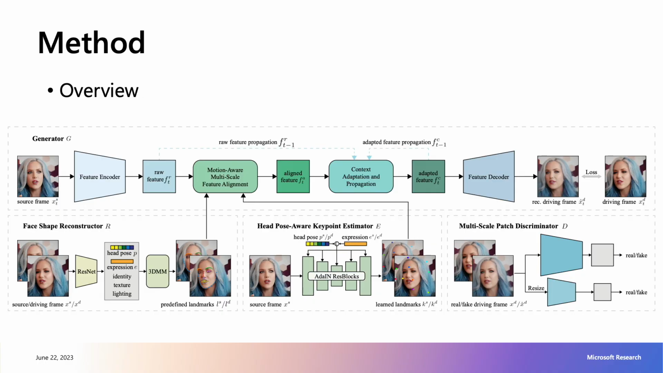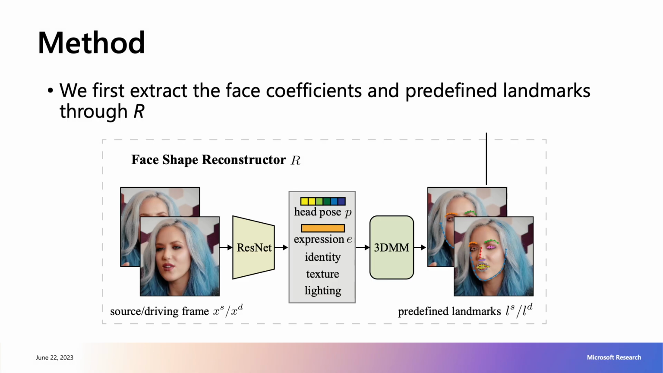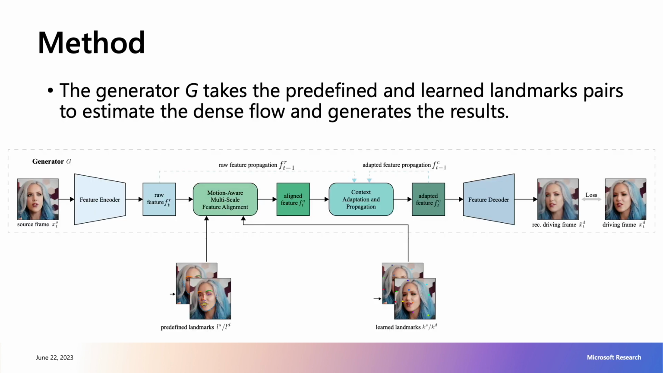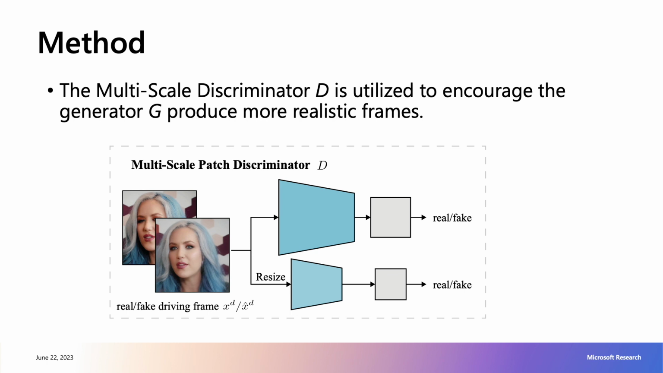Our method contains 4 parts: generator G, face shape reconstructor R, head pose-aware keypoint estimator E, and multiscale discriminator D. We first extract the face coefficients and predefined landmarks through R. Then, we estimate the learned landmarks through E with the head pose and expression as conditions. The generator G takes the predefined and learned landmark pairs to estimate the dense flow and generate the results. The multiscale patch discriminator D is utilized to encourage the generator G to produce more realistic frames.